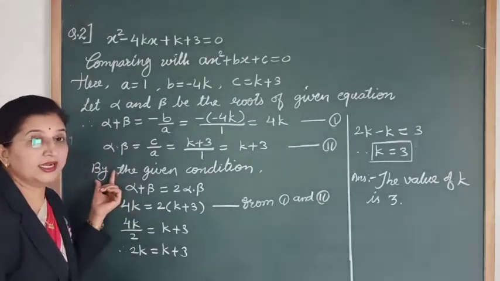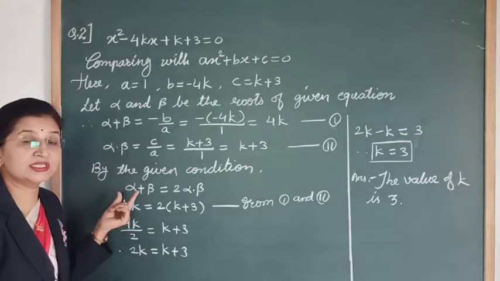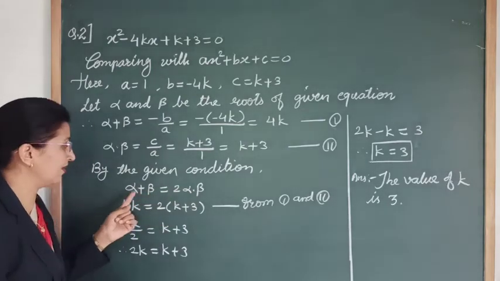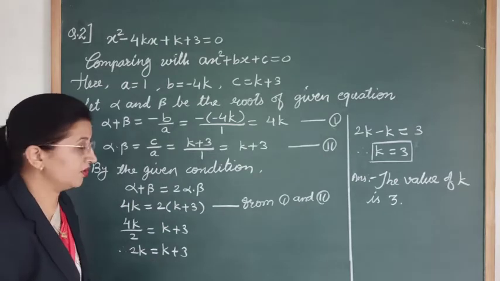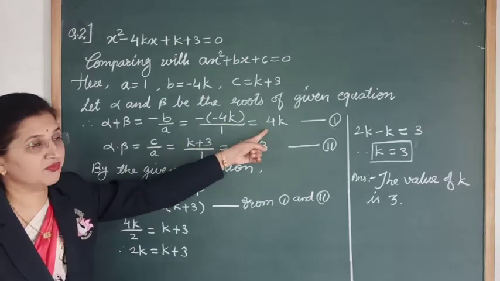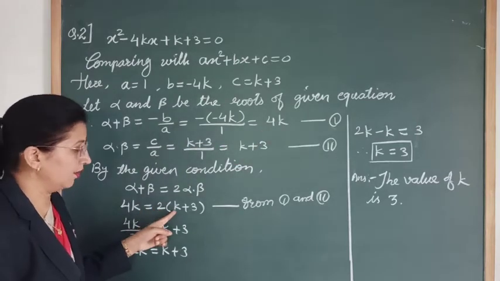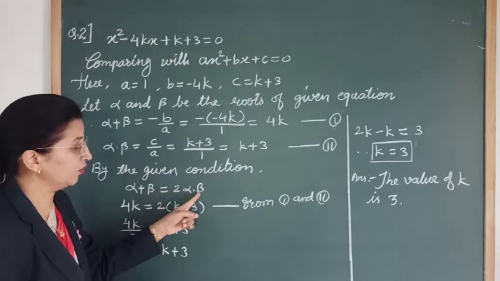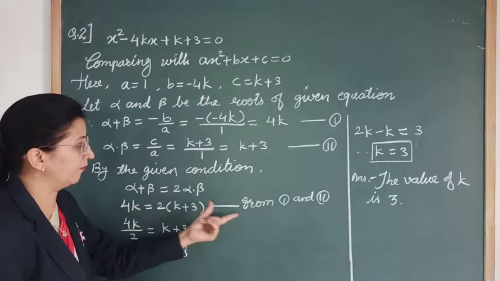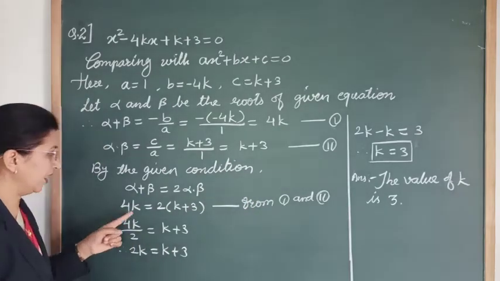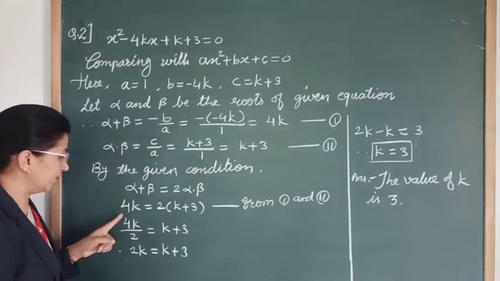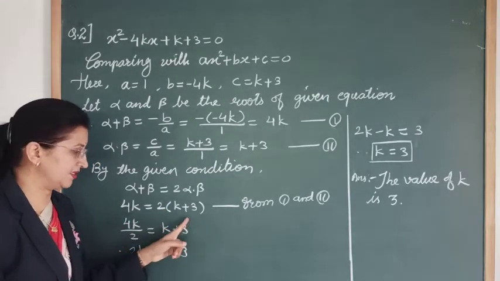Now here the condition is given. What is the condition given? The sum of the roots is double their product, that is alpha plus beta is equal to 2 into alpha into beta. So let's put the value of alpha plus beta, that is 4k, equal to 2 into the bracket alpha into beta. What is the value of alpha into beta? That is k plus 3. We put these values from the first and second. Now here this 2 is multiplied with this bracket, so it will divide, so 4k upon 2 is equal to k plus 3.